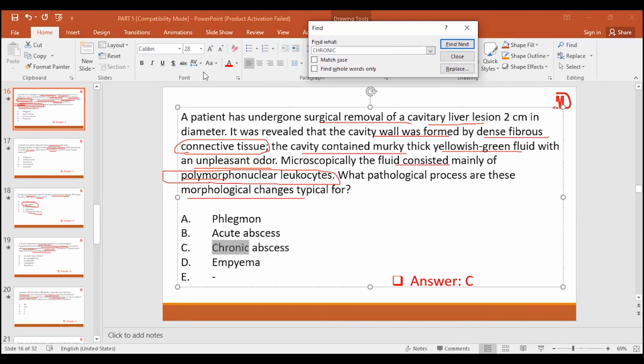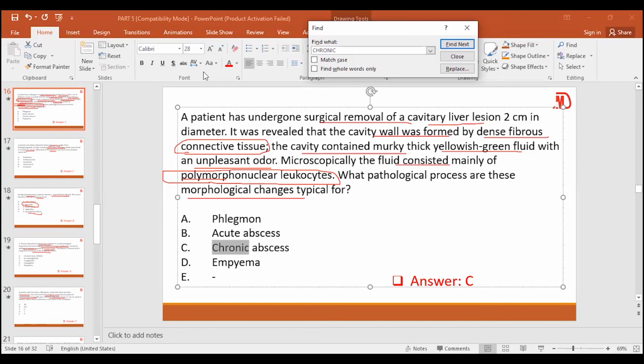Now, they are saying that the cavity contains yellowish green fluid with an unpleasant odor, and we are having polymorphonuclear leukocytes. These are telling you that there is the presence of infection. And of course, that can only be an abscess formation because of the cavity being formed. This is an abscess formation.